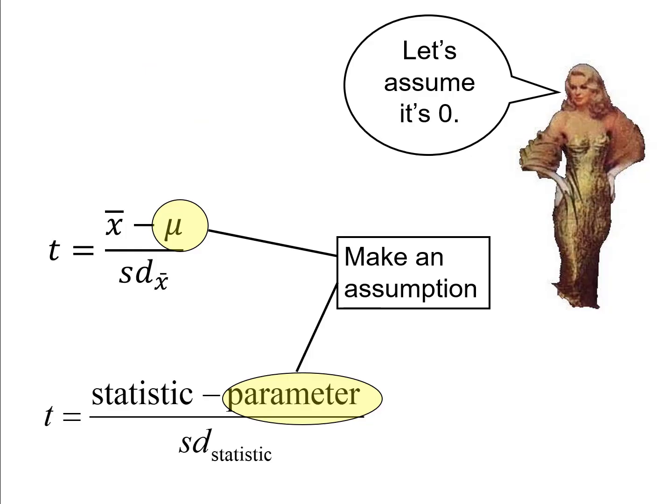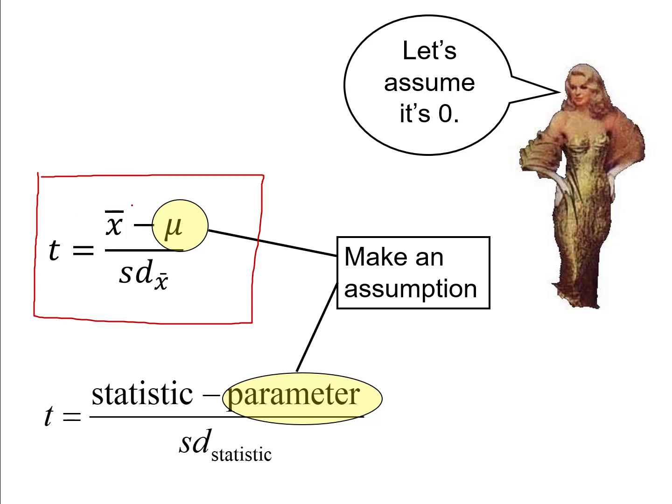Well, my solution to that problem is going to be something quite simple. Let's just make an assumption. Specifically, let's assume that the true population parameter is 0. And if we assume that, we can plug that into our formula and calculate our t-value. So on top here, I have the t formula if we're dealing with a sample mean.